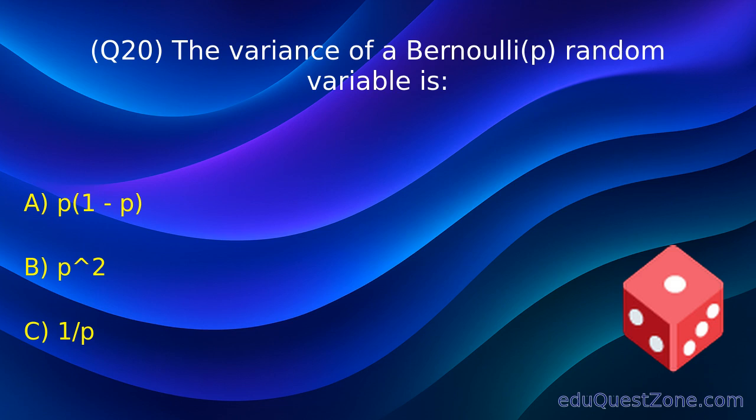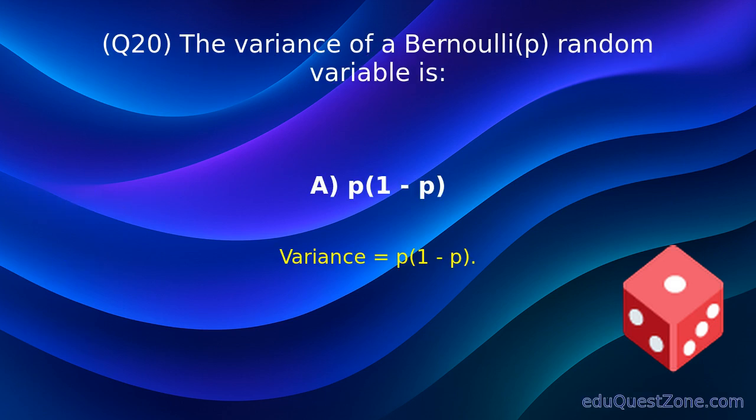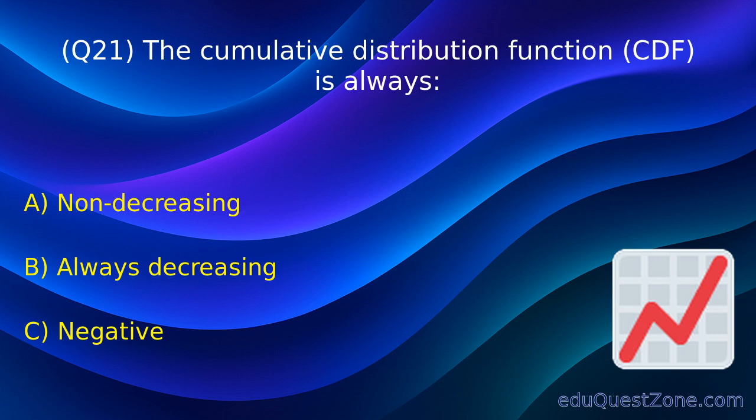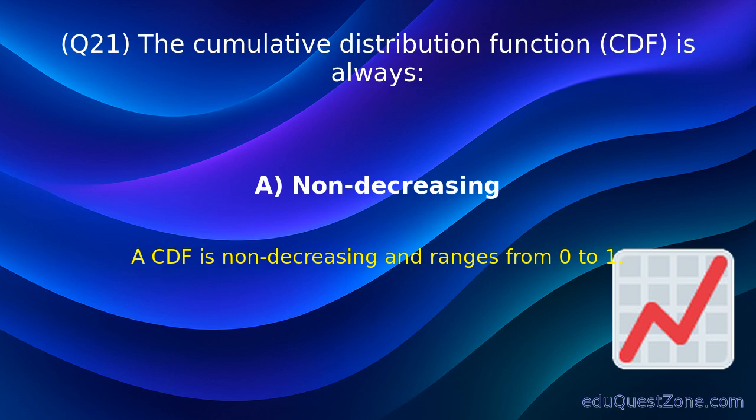Question 20. What is variance of a Bernoulli(p) random variable? Option A: p times 1 minus p. Variance equals p times 1 minus p. Question 21. The cumulative distribution function is always what? Option A: non-decreasing. A cumulative distribution function is non-decreasing and ranges from 0 to 1.